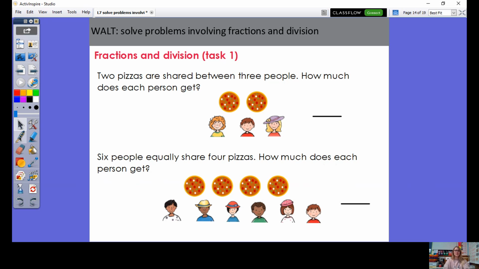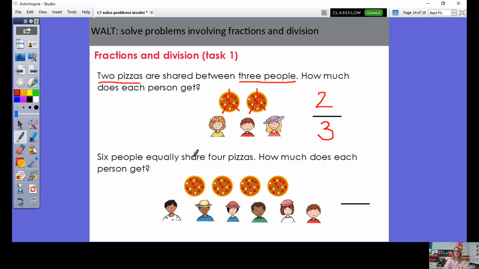Okay, so let's look at number 1. I have 2 whole pizzas and they're being shared between 3 people. How much would each person get if I was to share those pizzas equally? So each pizza would be split into 3 parts and they would get a part from each pizza. So I have 2 pizzas on top and 3 people on the bottom. So each person would get 2 slices, because I would split this one into 3 parts and this one into 3 parts as well. So they would get a slice from each. Okay, so 2 slices of pizza.